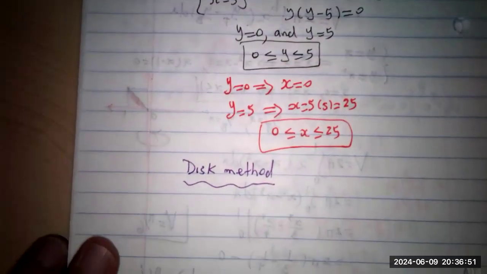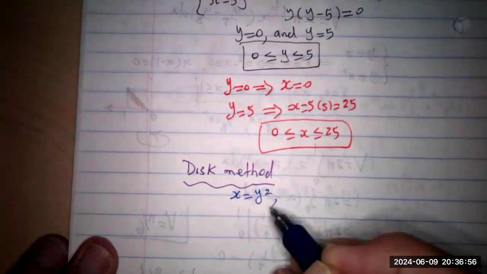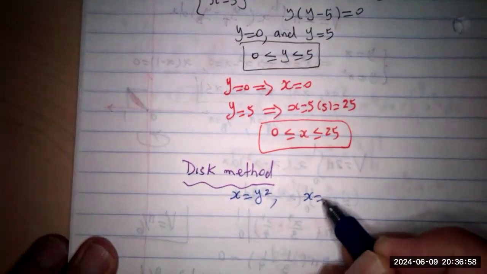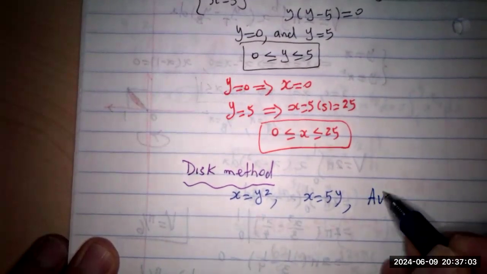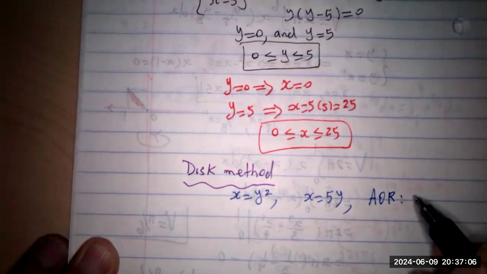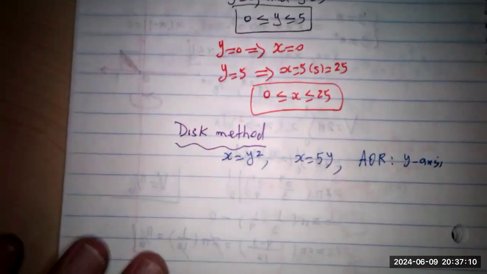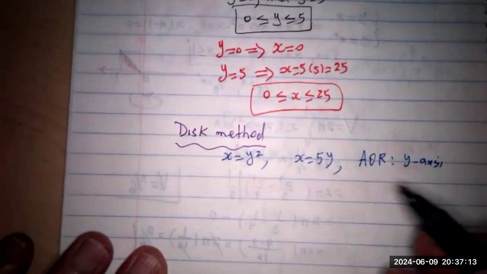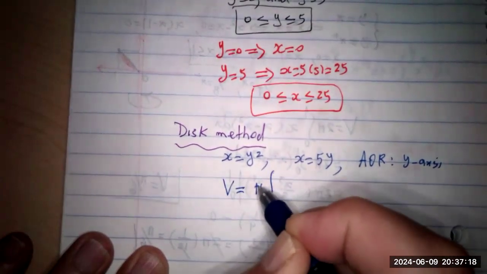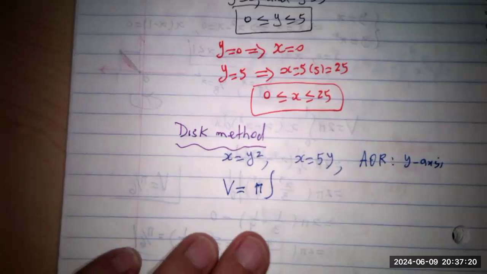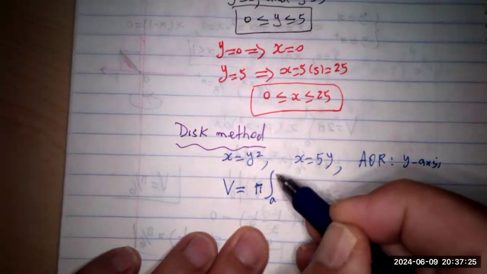We apply the disk method because our functions are x equal to y squared, x equal to 5y, and we have a y axis of revolution, just y. So y, y, y. So the disk method is what? The volume is equal to, in the disk method, pi integral from, okay, now you have to find the a and the b. I write down for you a and the b.